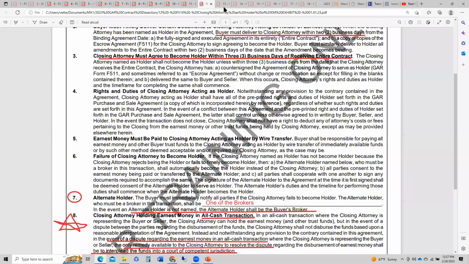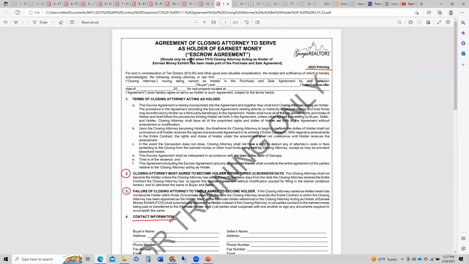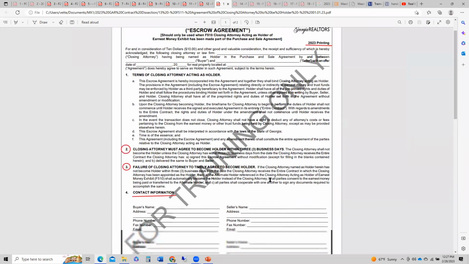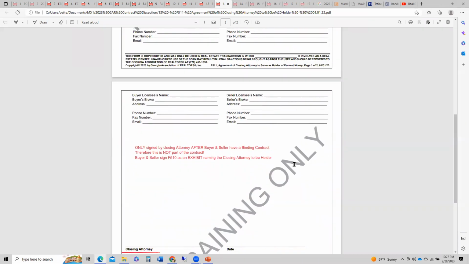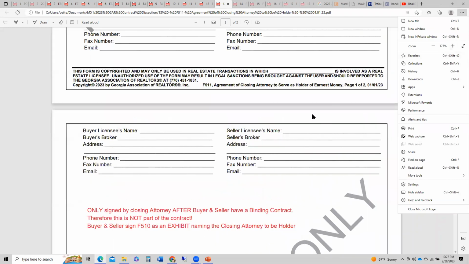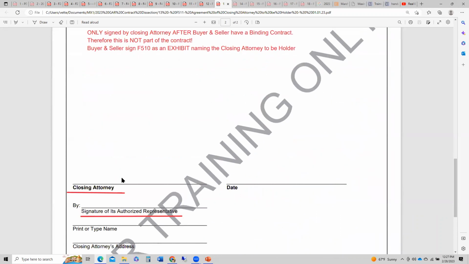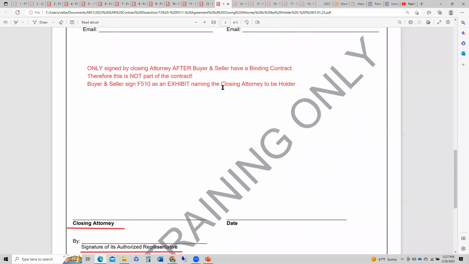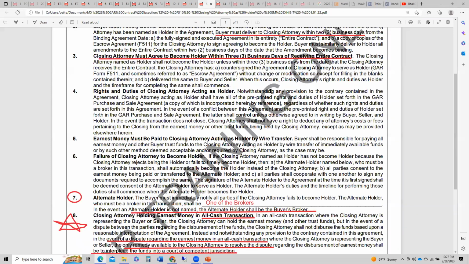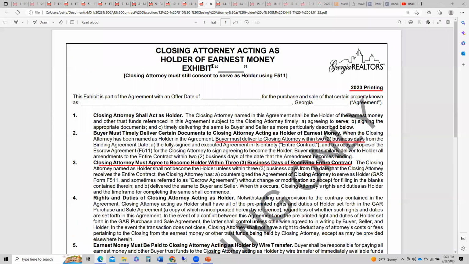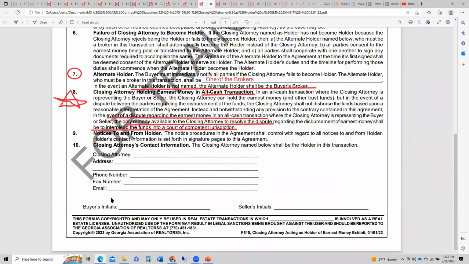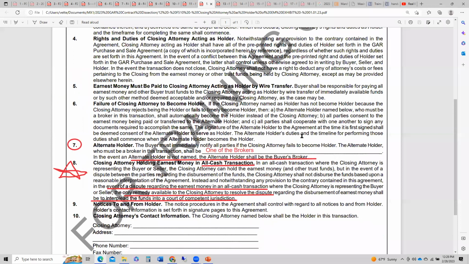And the closing attorney has to sign this next form, F511, within 3 days of getting the contract. This is only signed by the closing attorney, and it comes after a binding agreement. So this is not part of the contract. This is the exhibit that is part of the purchase and sale agreement, and this is initialed by the buyer and the seller. But a couple of things.